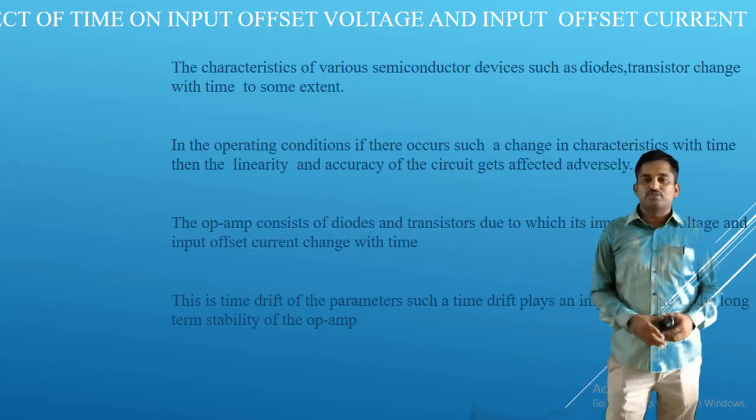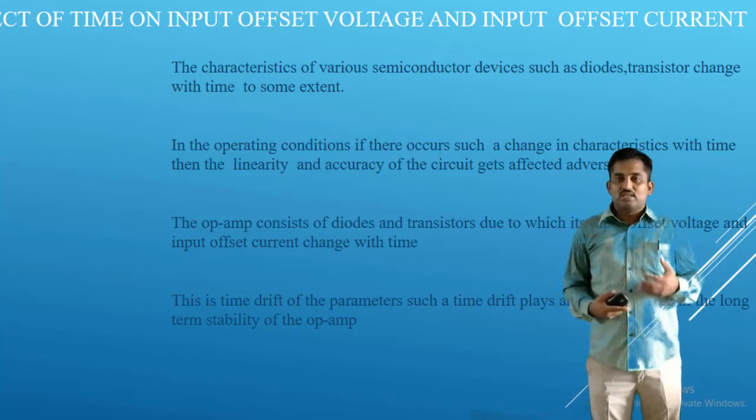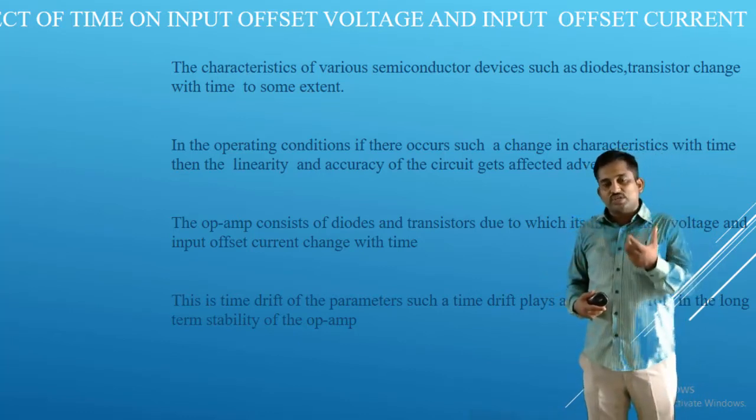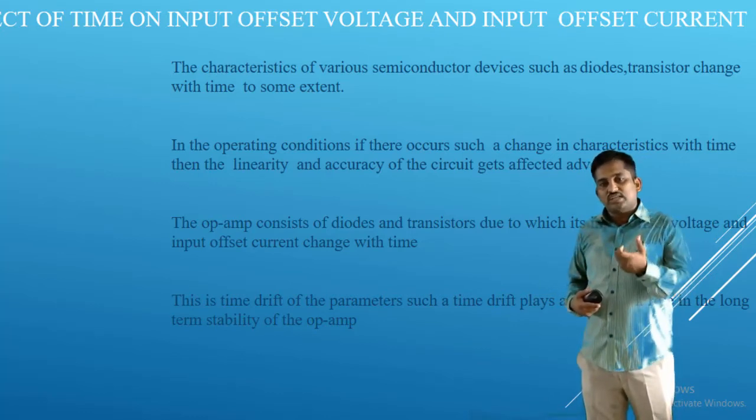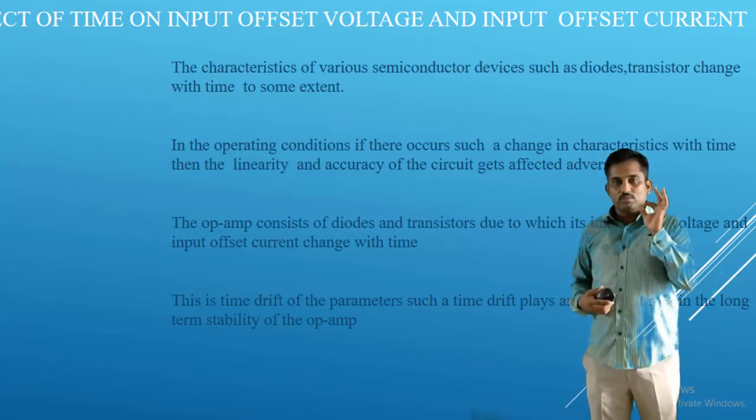Similarly, the input offset voltage drift is also expressed as the ratio of the rate of change of input offset voltage with respect to the rate of change of time, and that is represented as input offset voltage drift.